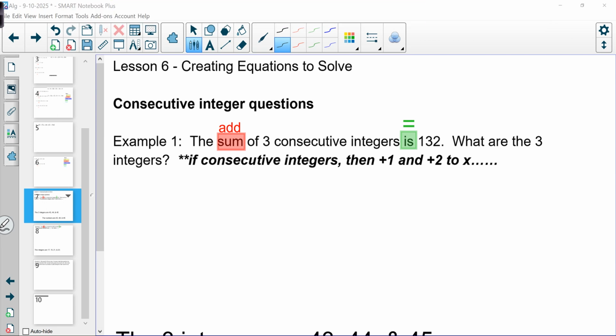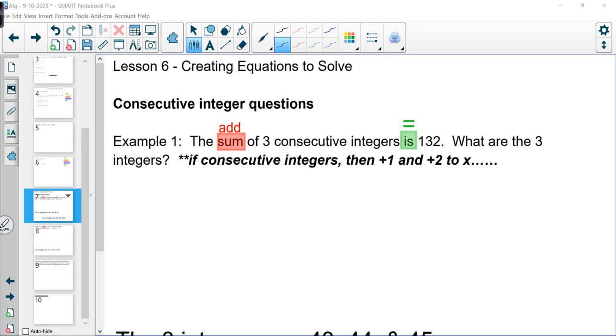All right. Well, good morning, folks. This is a new set of notes here. It's page 5, right at the top. Creating equations to solve. Well, to solve what? Whatever the scenario of the story problem is talking about. So let's read this together.